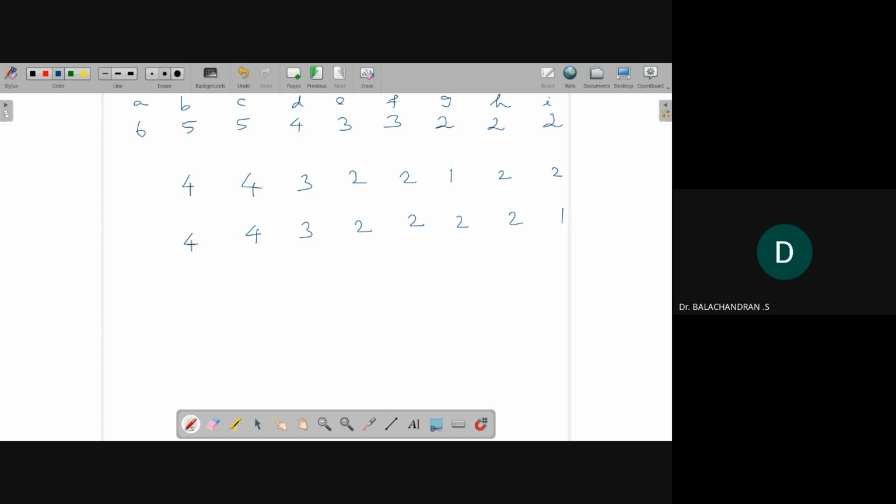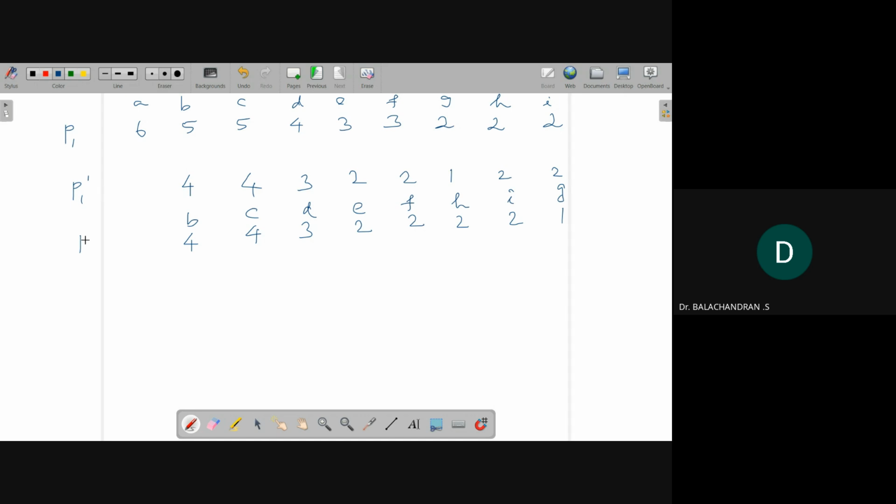So this corresponds to B, C, D, E, F. This 2 is H, this 2 is I, and this 1 corresponds to G. Next, this is P1, and this one is P1 dash.